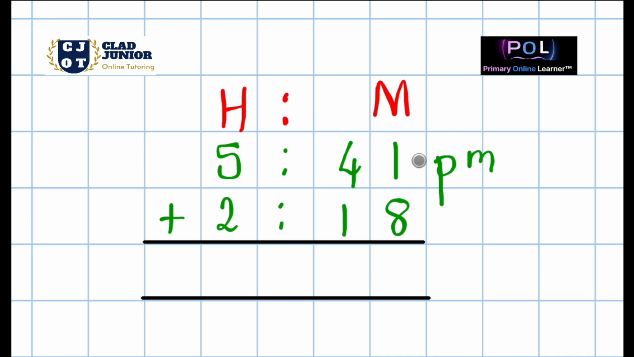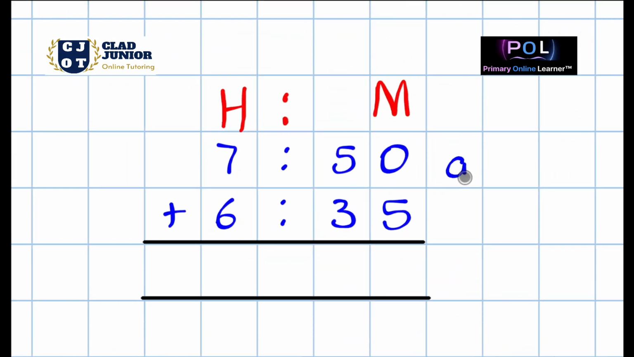So here we go. We add 41 plus 18 minutes first, because you see I separated minutes and hours. So we work the hours and minutes separately. We start with the minutes, on the units. So here we go: 1 plus 8 is 9, then 4 plus 1 is 5, then we get the colon, then 5 plus 2 is 7. So if something started at 5:41 p.m. and it lasted for 2 hours and 18 minutes, it will end at 7:59 p.m.